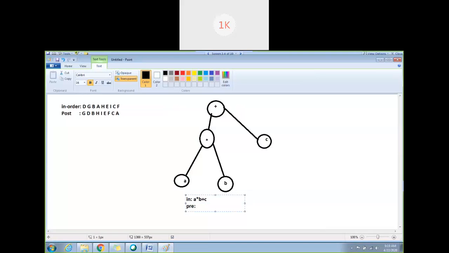Can anyone tell pre-order? Plus, ma'am. Plus star A B C. Very good.